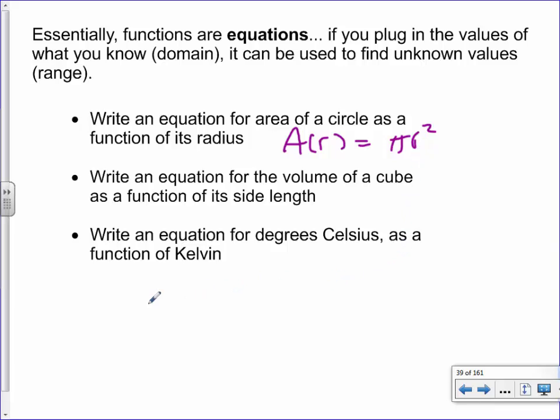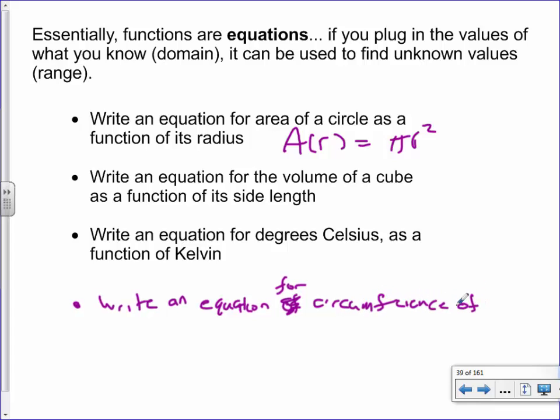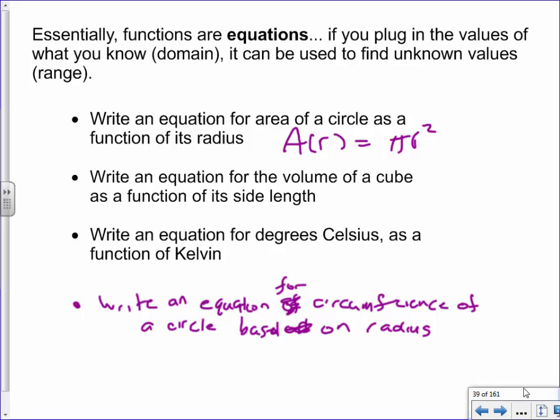I want to try another one here. I'm just going to throw another one down here. Does anybody know how to write an equation of circumference of a circle based on radius? Do you guys know the formula for circumference, basically?